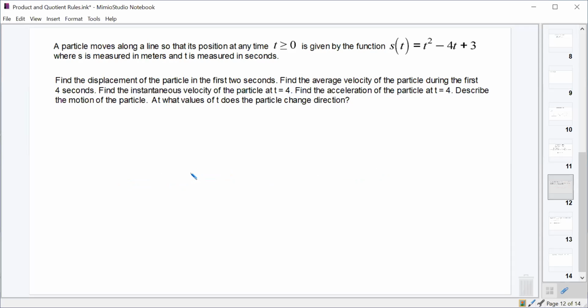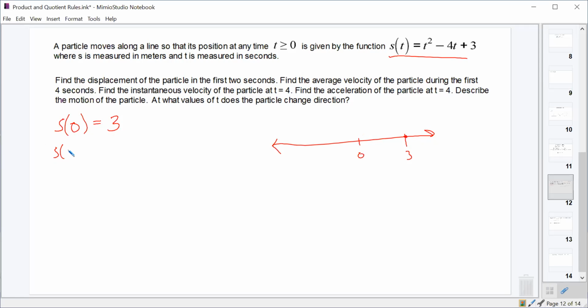So our displacement is the distance we are from our starting position. So we first have to figure out what our starting position is, which would be what value from this function? 3. Right, which we got from s of 0. It's the position at t equals 0. So s of 0 is 3. And so we're starting, suppose this is just like a number line, we're starting here at 3.